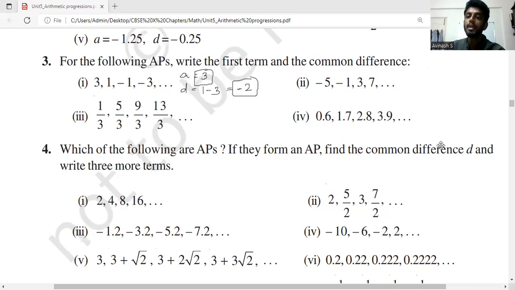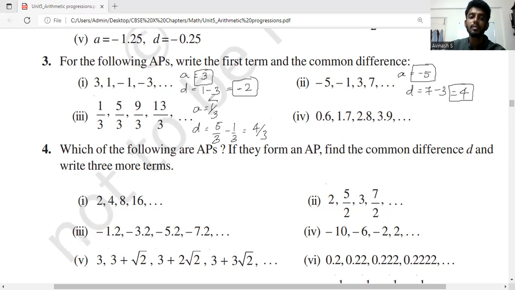For the second subdivision, the first term is minus 5, and the common difference can be found by taking any two consecutive terms, need not be the first two terms like I did in the first subdivision. For a change, I'm taking 7 minus 3. The fourth term minus the third term can also be taken to get the common difference. For the third subdivision, A is 1 by 3 and the common difference is from any two consecutive terms. I'm taking second minus first, so this will give you 4 by 3.